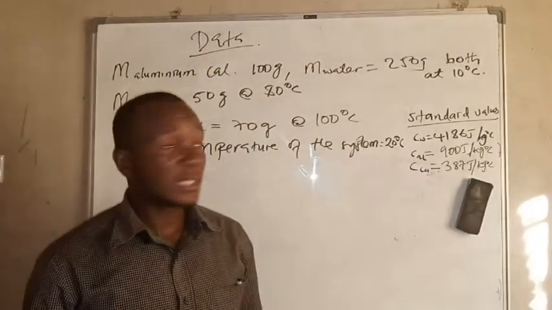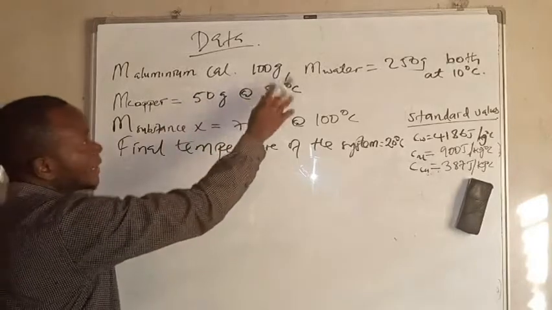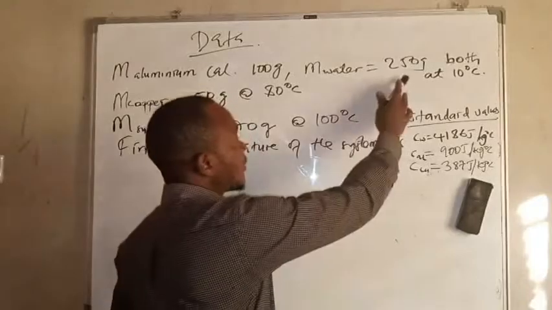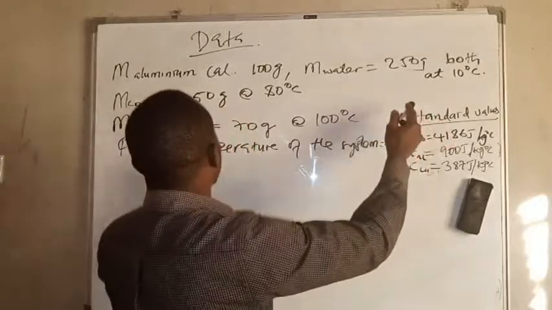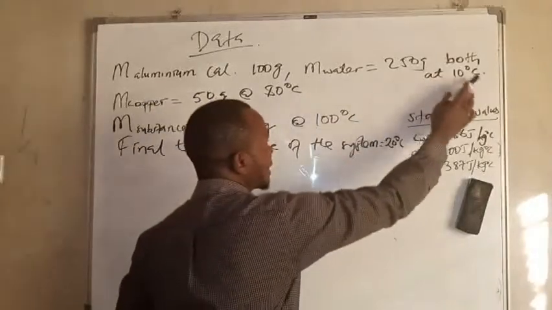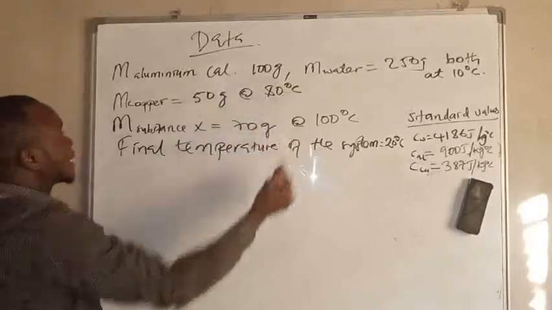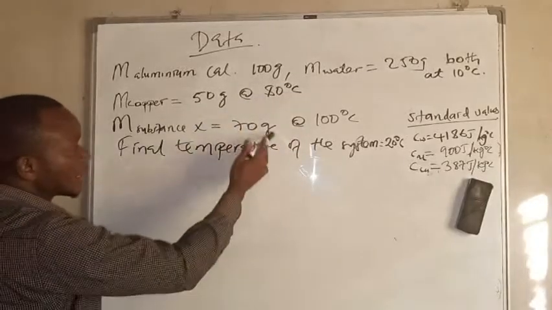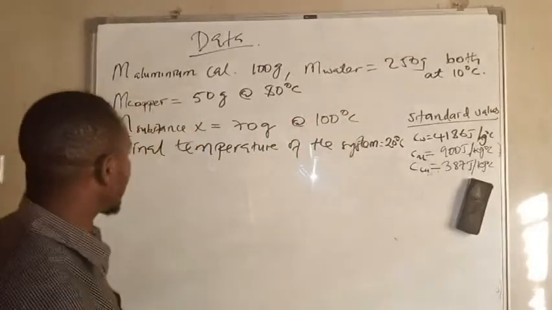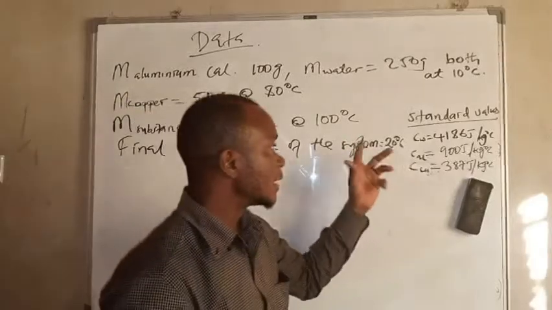So here the data that we've been given is the mass of the aluminum calorimeter, which is 100 grams, and the mass of water in the calorimeter is 250 grams. Both the aluminum calorimeter and water are at 10 degrees Celsius. And then the mass of copper is 50 grams at 80 degrees Celsius. The mass of substance X is 70 grams at 100 degrees Celsius. Then the final temperature of the system is 20 degrees Celsius.